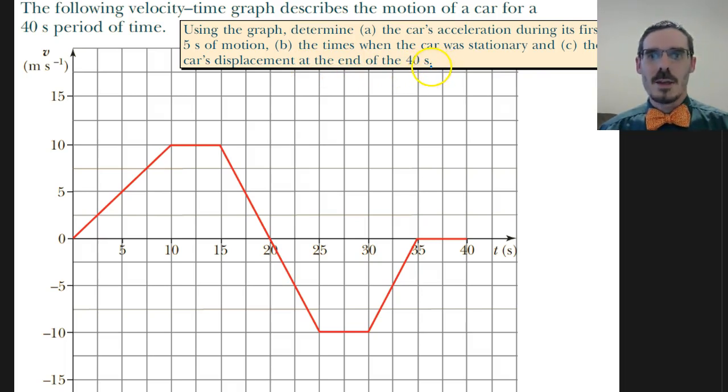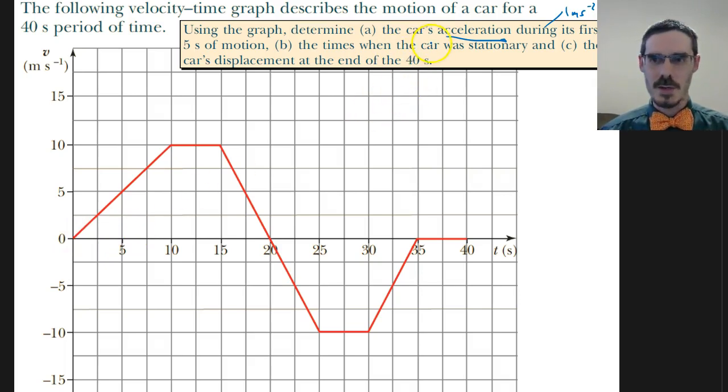So, A and B are easy. The acceleration during the first 5 seconds is the slope of this graph. Now, it's a velocity time graph, so acceleration is the slope. So that is 5 meters per second over 5 seconds, or 1 meter per second squared. 5 divided by 5.